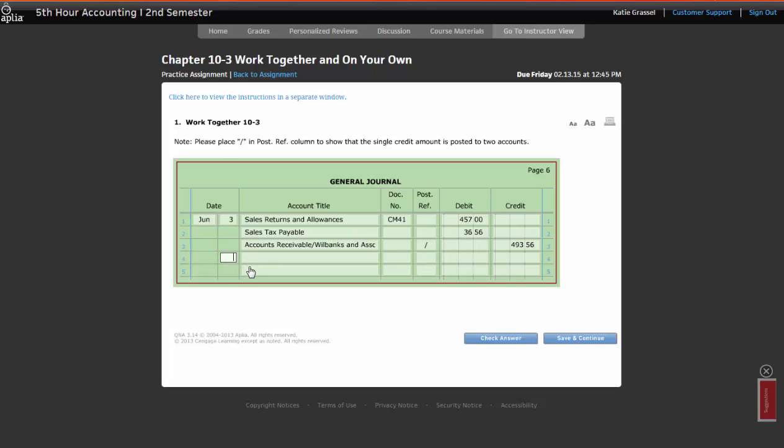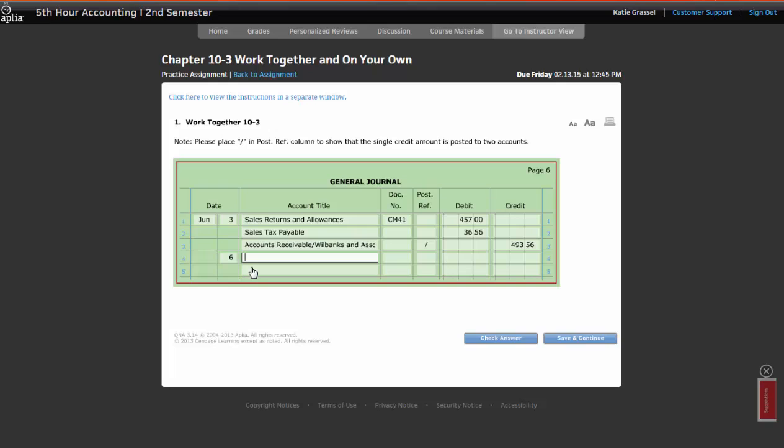June 6th. Granted credit to Westfall High School for damaged merchandise, $67, no sales tax. So here's another example where we don't need to worry about sales tax because it is a school. So the date is the 6th of June. This transaction is only going to vary by how? What's going to be different about it than the one that we just did? One less line, no sales tax.